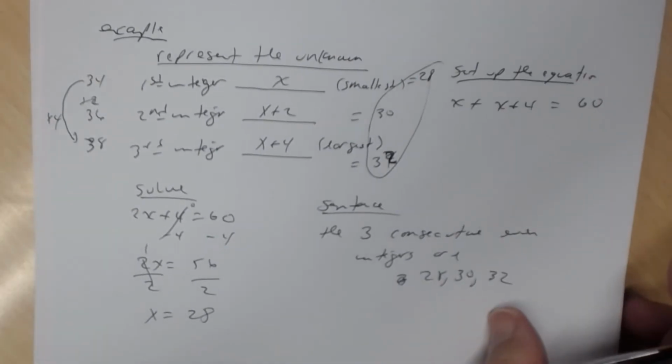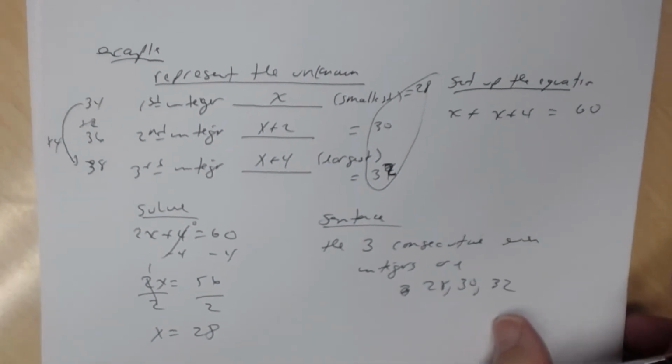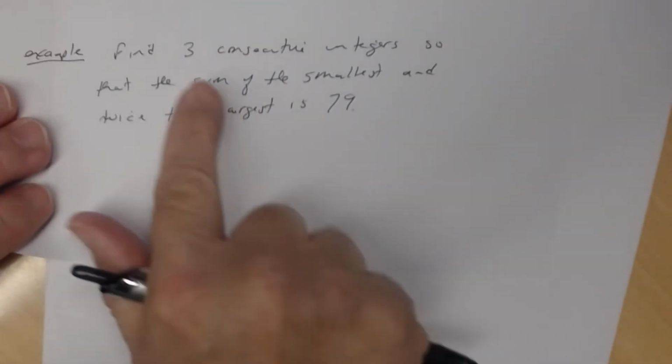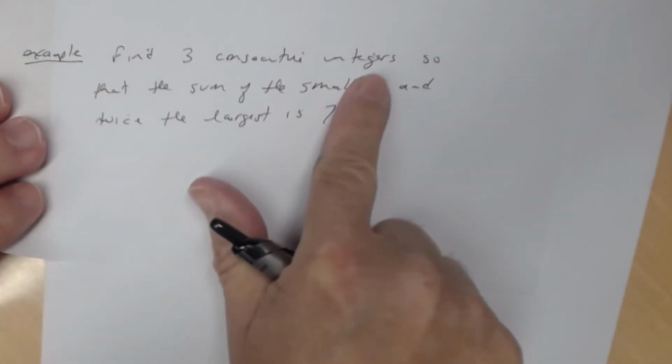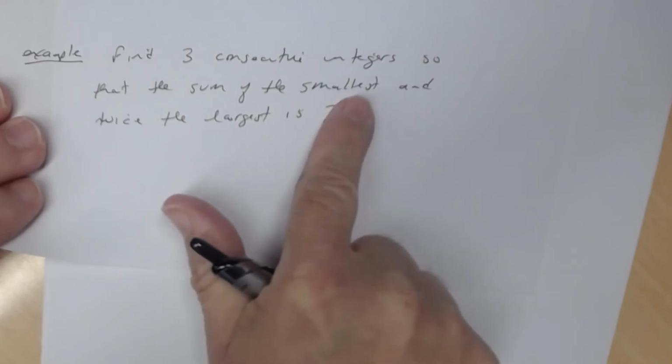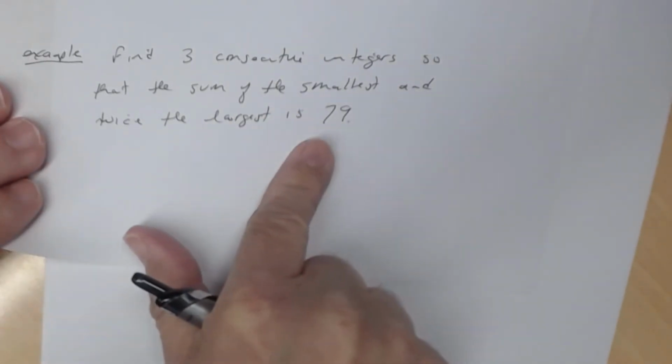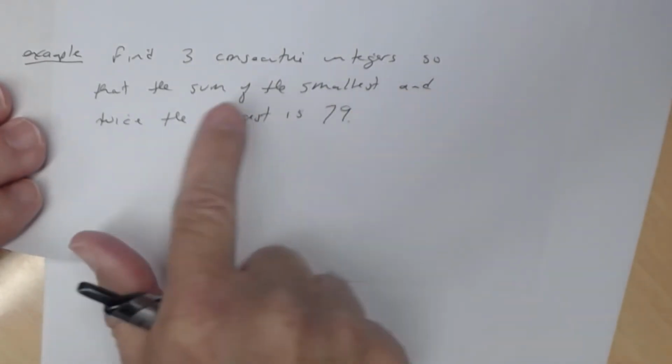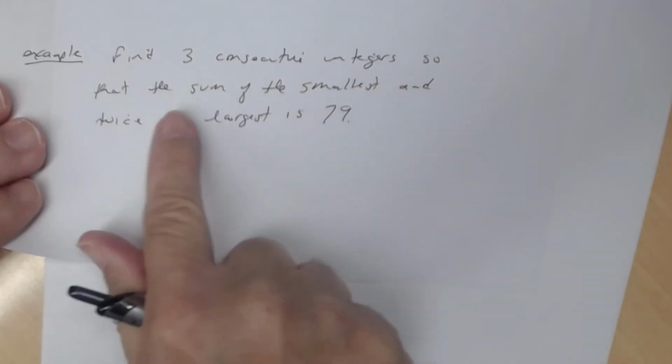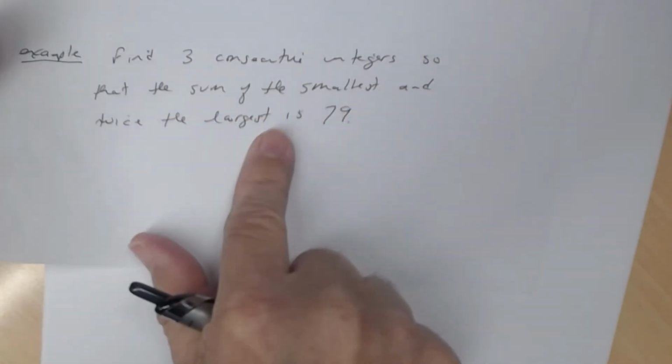All right, so that was that one. Okay, let's look at that other example. This one says: find three consecutive integers so that the sum of the smallest and twice the largest is 79. So let's represent the unknown.